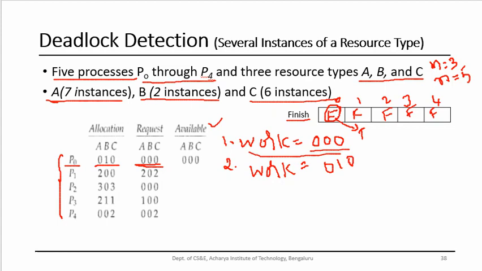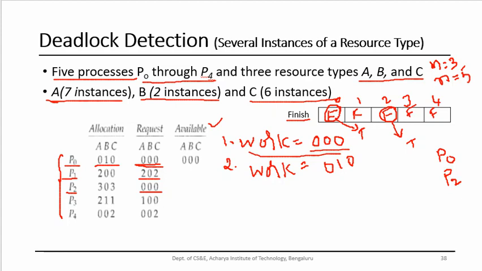After this, now again we proceed and see whether we can grant the request of P1. P1 requests 2 0 2, but we don't have so many resources, so that is not possible. Go to P2. P2's request is less than or equal to work. So therefore you make P2 true. Okay, this order you have to remember. First we could grant the request of P0, then P2.